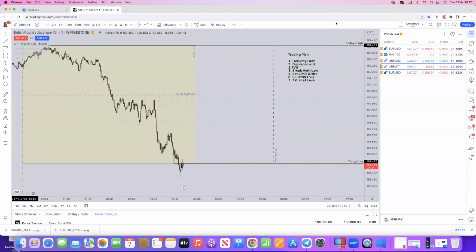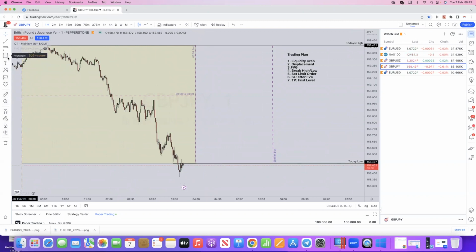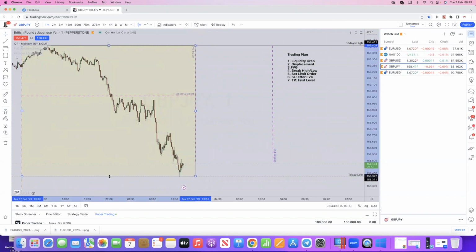Okay, guys, so again, like I say, just to be transparent, we have moved lower in the range on the GBP JPY before the London session starts. So again, put the magnet on. We grab the tool, take the magnet off. So that's the new low. Bring down the range.